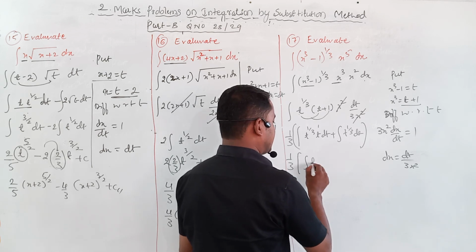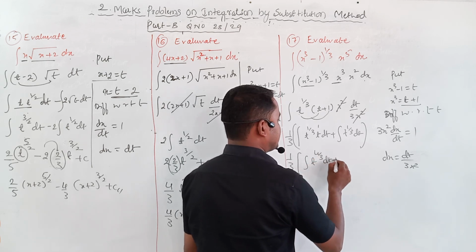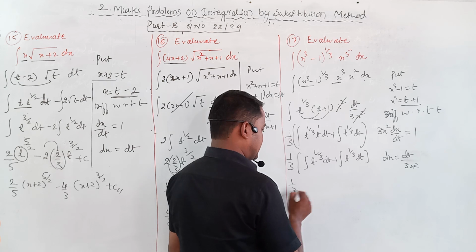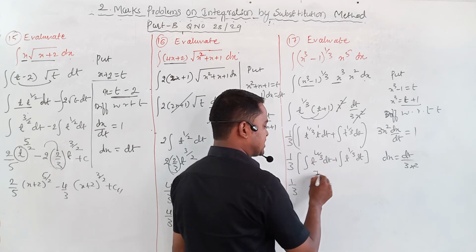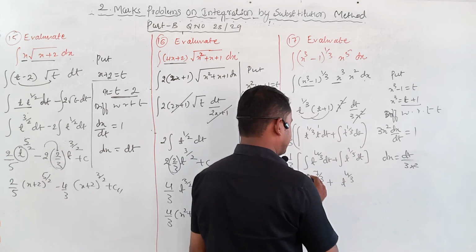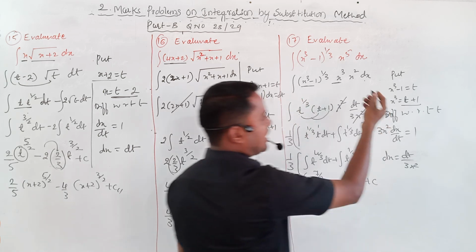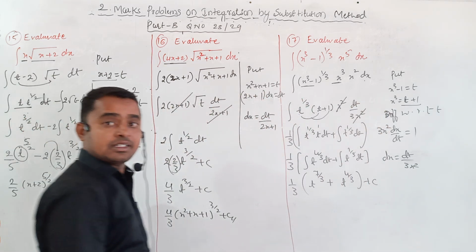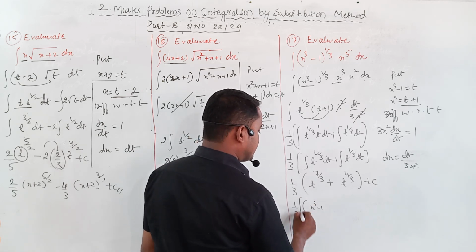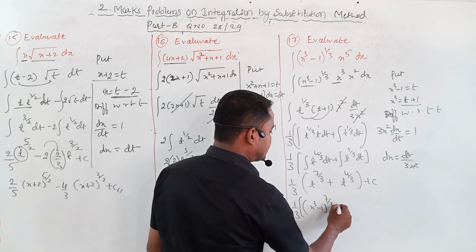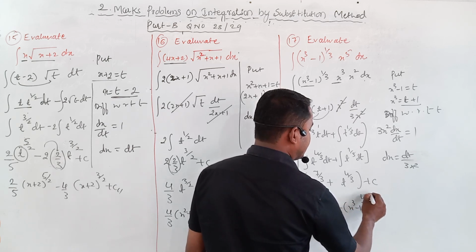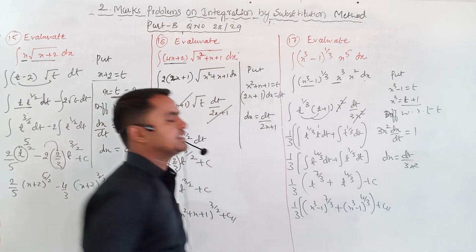Yes. Integration of t raised to 4/3 dt plus t raised to 1/3 dt. Now t raised to 4/3 plus 1, that is 7/3, and 1/3 plus 1 is 4/3. What is the value of t? Put the value of t, x cube minus 1. That is (x cube minus 1) raised to 7/3 plus (x cube minus 1) raised to 4/3 plus c. So this is the final answer.